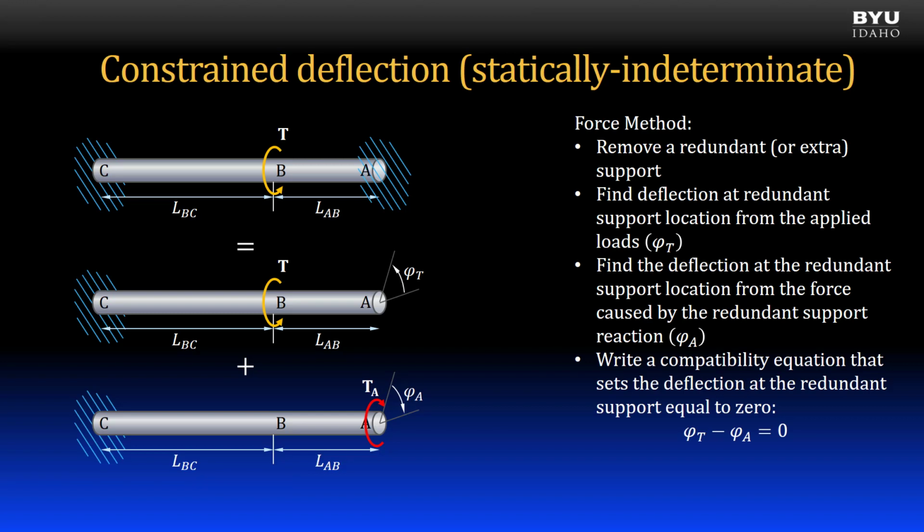Next, I write a compatibility equation that sets the deflection at the redundant support equal to 0. In this case, phi sub t from the applied torque minus phi sub A from the reaction torque is equal to 0. I substitute in the equation for phi. It is the sum of TL over JG. I can now solve for my unknown support reaction.